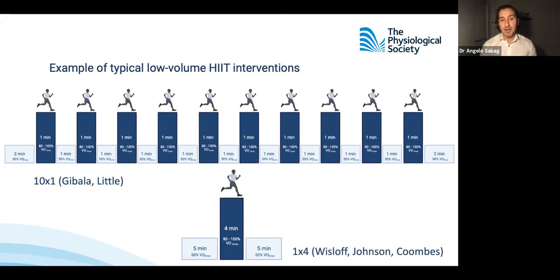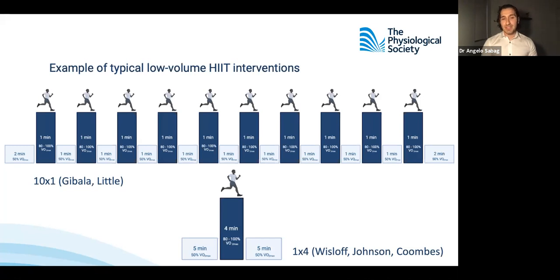Now, the other variation is a 1 by 4. Bear in mind, remember the previous slide we showed a 4 by 4. This is identical, except it has 75% less training time. So this kind of training intervention was implemented later on by Wisloff and Nathan Johnson and Professor Coombs, who's with us today, and he'll talk a little bit more about the study that he showed.